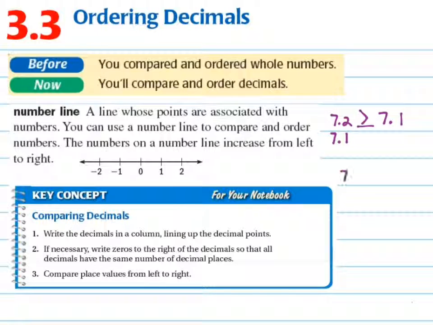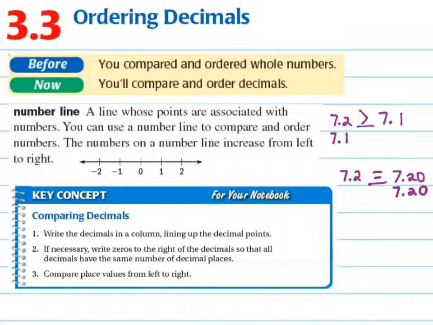Let's do another example. 7.2 and 7.20. Well, the very first thing we're going to do is line them up. So we have 7.2 lined up with 7.20. Now let's go to step number 2. Remember, we need to add zeros so that they have the same number of place values. So if we add a 0 there, we notice that these numbers are the same. They have 7, they have 2, and they have 0. So these two are equal. So that's just a quick overview of how we're going to compare decimals.